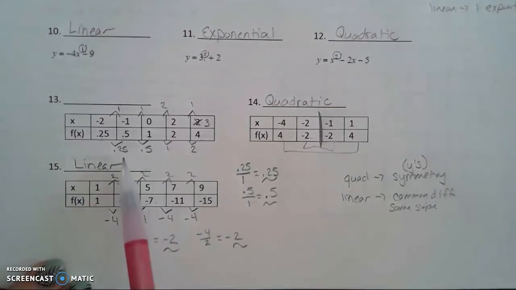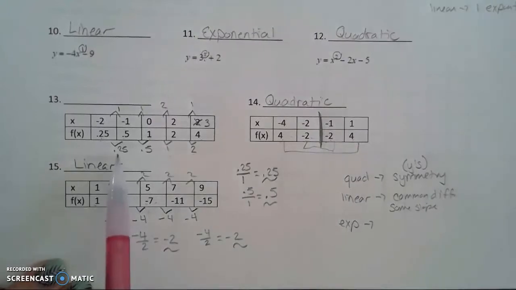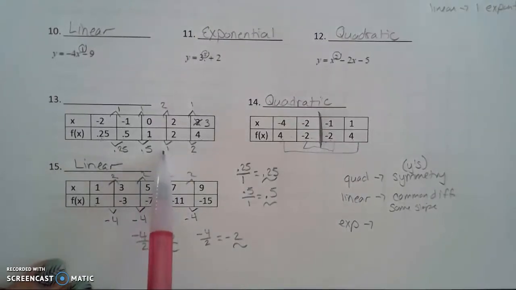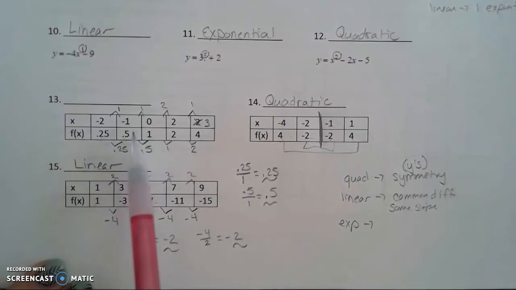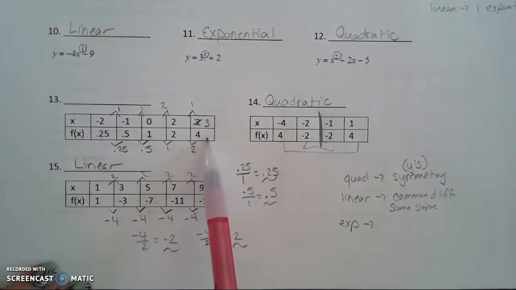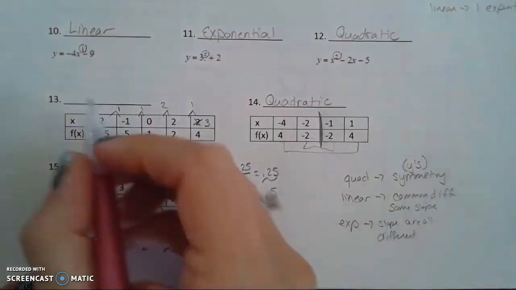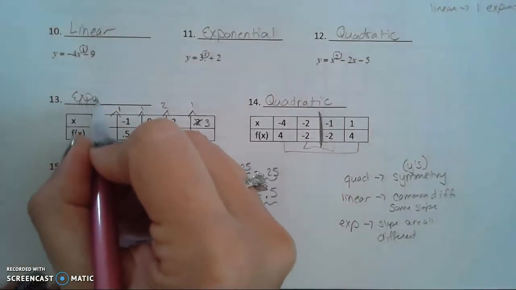As I go back and look at this one, my exponential is going to, this slope, this change in y over the change in x, is going to get bigger and bigger every single time because these are going to exponentially get larger. Now, if these numbers are getting smaller and smaller, then that just means it's a decay instead of a growth. So this one, the slopes are all different. So this one here is my exponential.